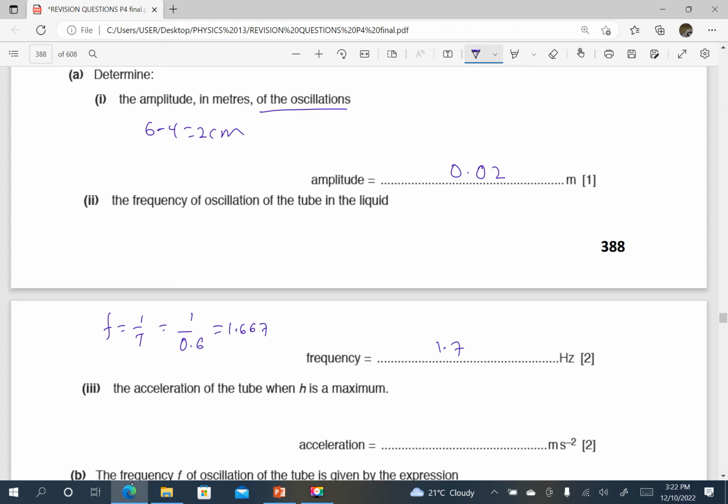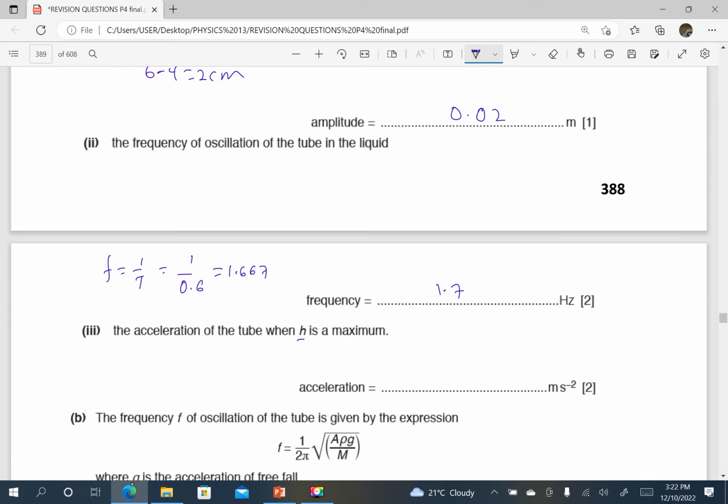Then the acceleration of the tube when h is maximum. We know that acceleration is equal to negative omega squared x, and we know that omega is actually 2 pi times f, or 2 pi over T, which is going to give me a better answer. So the acceleration is going to be omega, which is 2 pi over the period, 0.6, squared, I'm avoiding using f, times x, which is the amplitude, and the amplitude was 0.02.